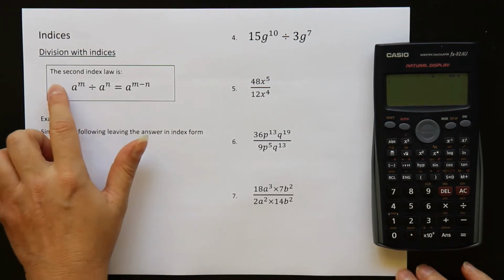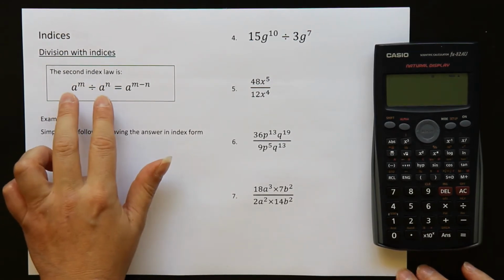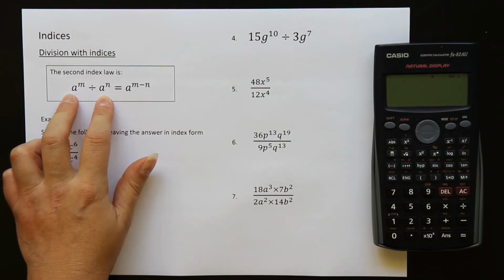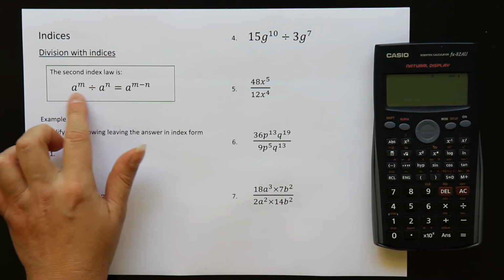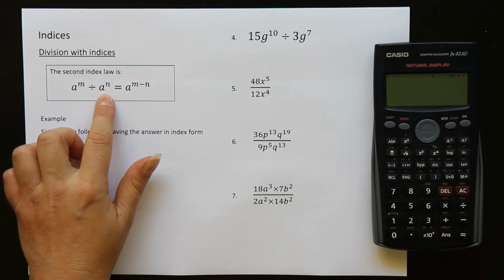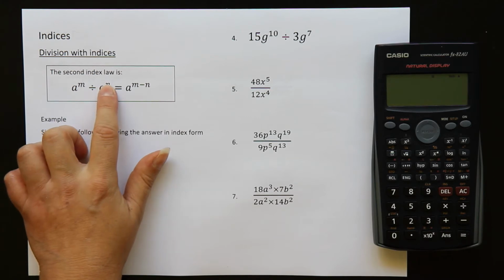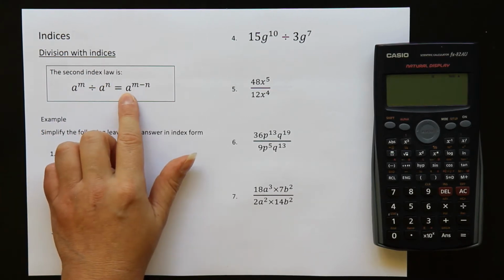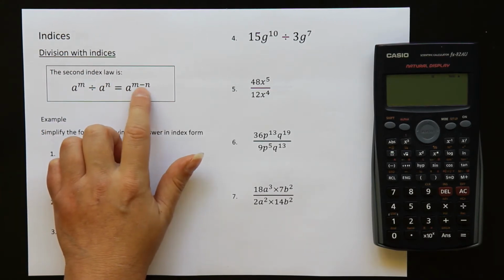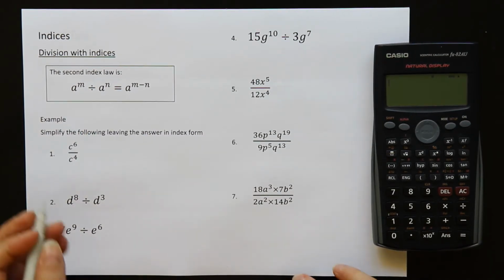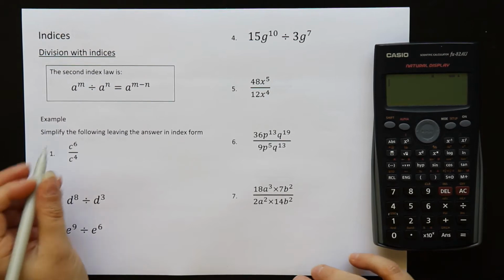So the second index law, here it is. Again, we have to have the same bases like we did with the first index law. But if we are dividing things with the same base, a to the power of m divided by a to the power of n, all we have to do is keep the same base and subtract the powers. So like I did with the first index law, I'm just going to show you how that works.